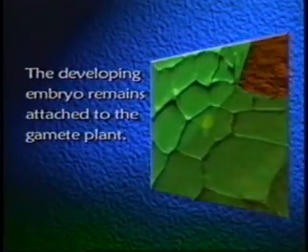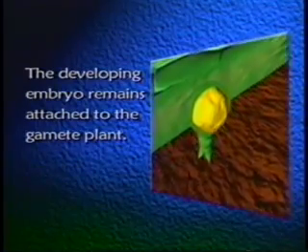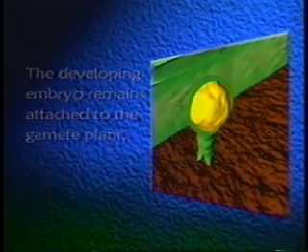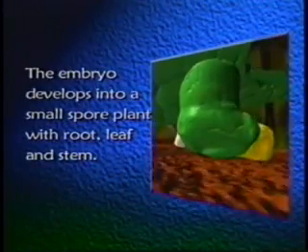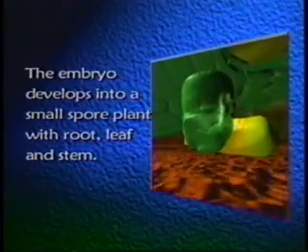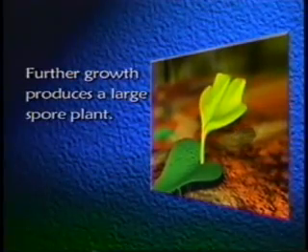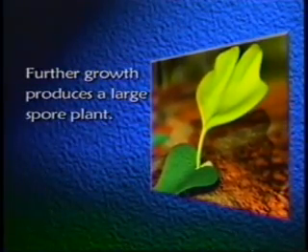The developing embryo remains attached to the gamete plant. The embryo develops into a small spore plant with root, leaf and stem. Further growth produces a large spore plant.